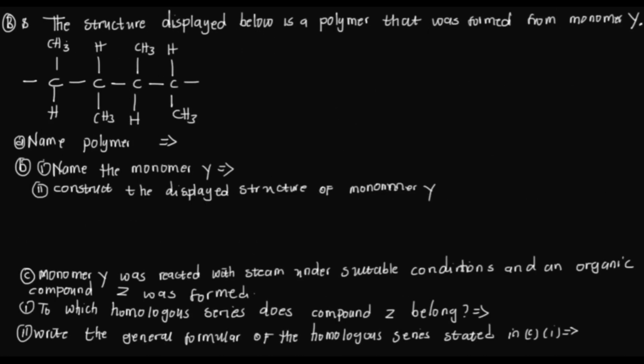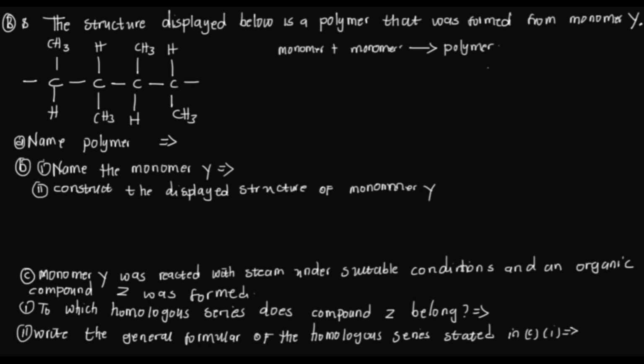Okay, now we can move on to question 8. The structure displayed below is a polymer that was formed from monomer Y. So here we have a polymer. Now a polymer is a large molecule made from small units known as monomers. Under organic chemistry, a monomer is just a smaller unit. If we combine two or more monomers, we form what we call a polymer. So this is where the concept for this question is coming from.